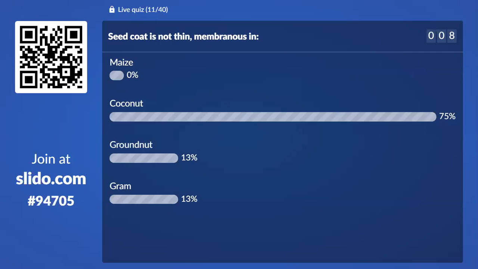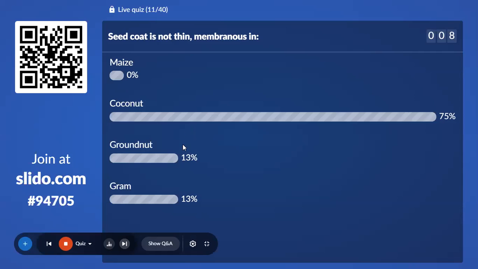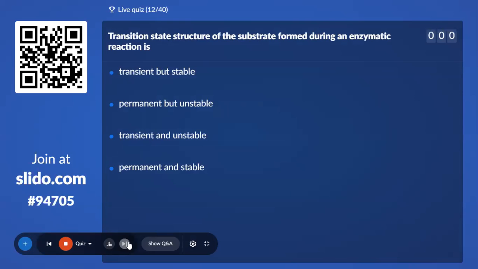We have 75% with coconut. Next question. Correct answer is coconut. 12th question. Transition state structure of the substrate formed during an enzymatic reaction is. Question from biomolecules, a tricky question.